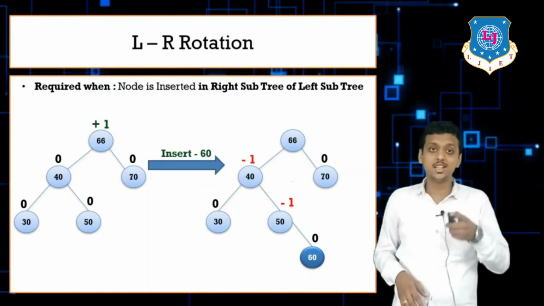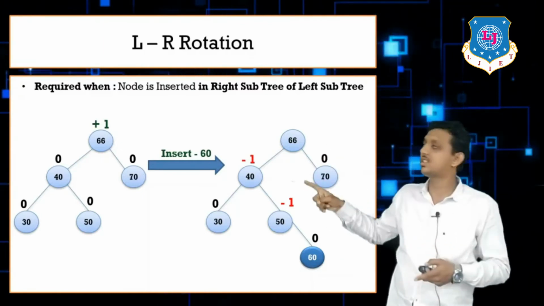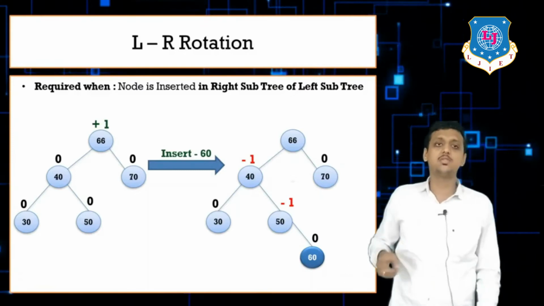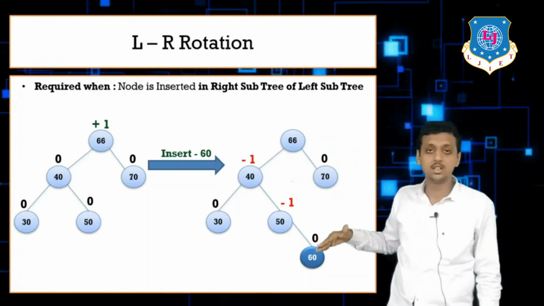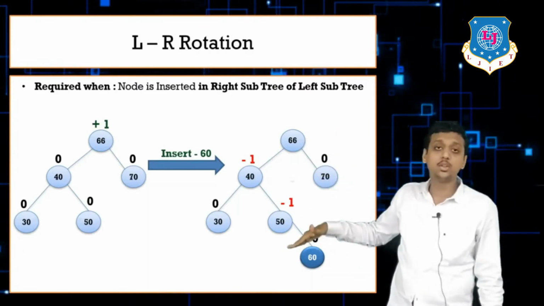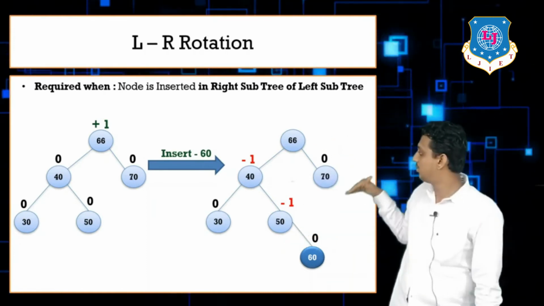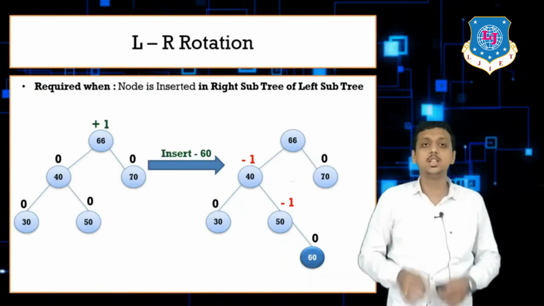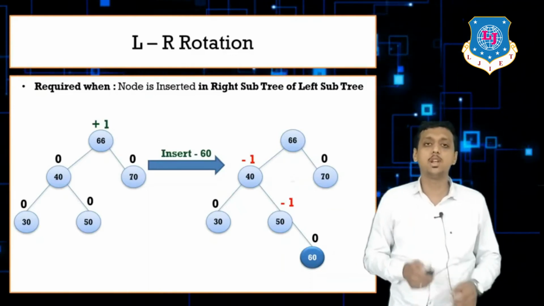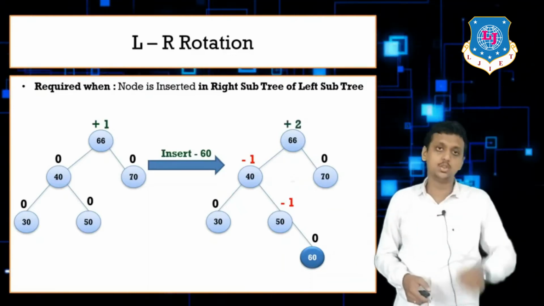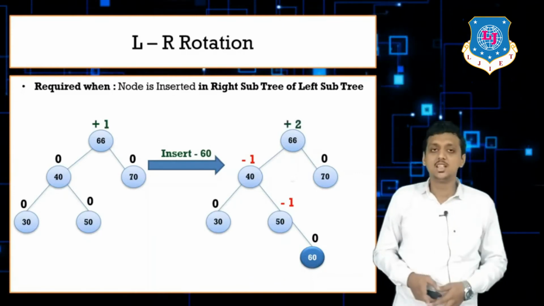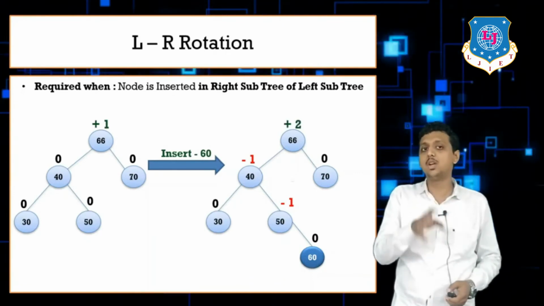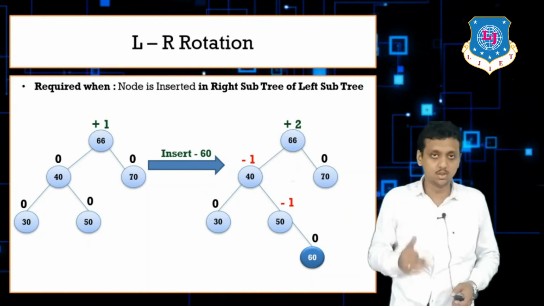And then students, on the left side of 66, we have height 1, 2 and 3. And on the right side of 66 we have 1. So here 3 minus 1 becomes plus 2. Plus 2. Now see, the root node 66 is violating our AVL tree rules.